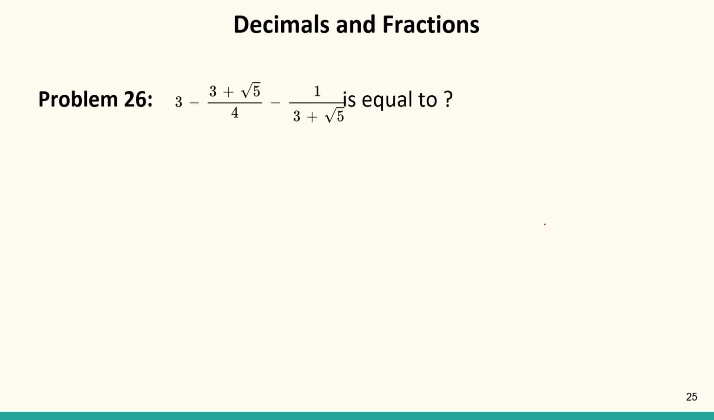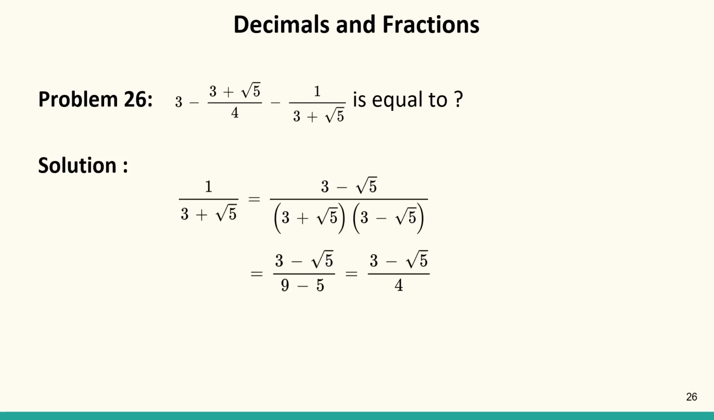Okay, so problem number 26 asks us: 3 minus (3 plus root 5) by 4, minus 1 by (3 plus root 5). What is it equal to? So let's explore this. 1 by 3 plus root 5 is equal to (3 minus root 5) by (3 plus root 5) into (3 minus root 5).